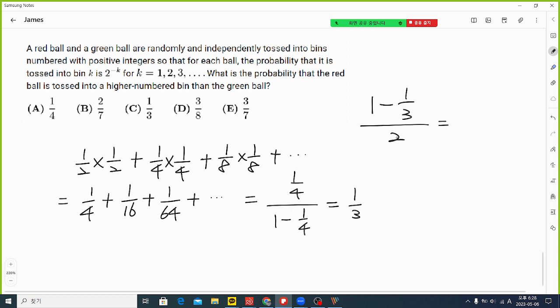So when you calculate this fraction, which one is the answer? When you subtract one third from 1, that's 2 thirds, and when it's divided by 2 means multiply by half. So the probability for the red ball to go higher than the green ball is one third. And likewise, the green ball going higher than the red ball is also one third. So the answer is C.